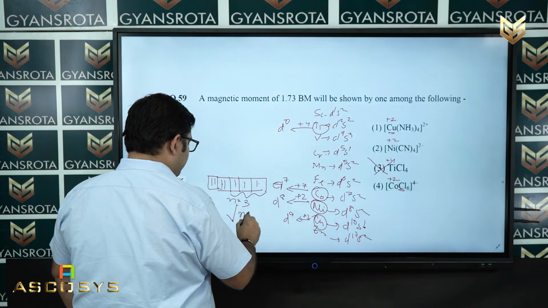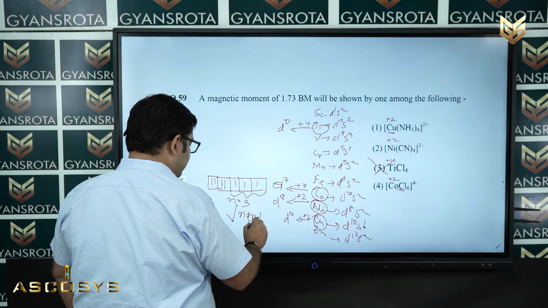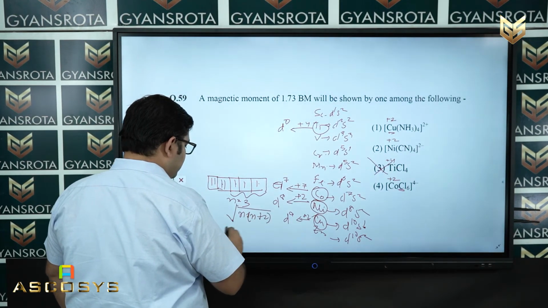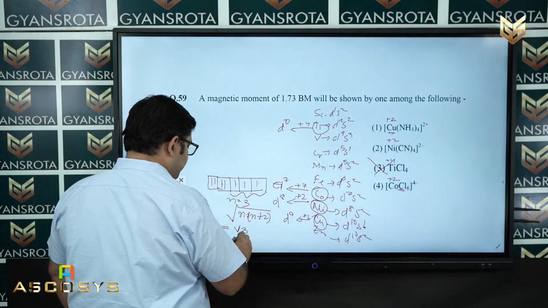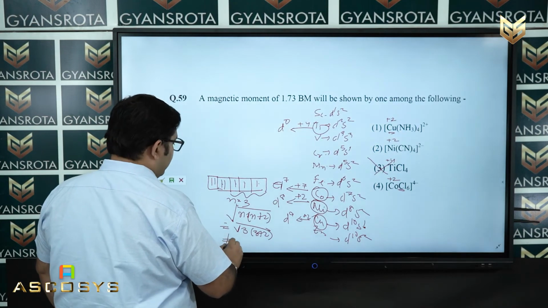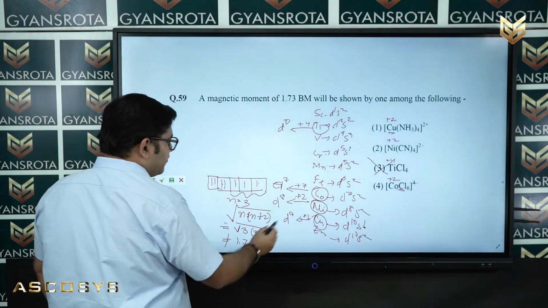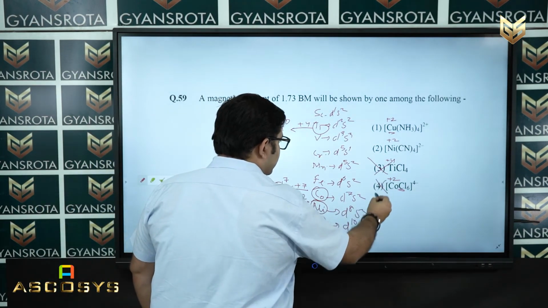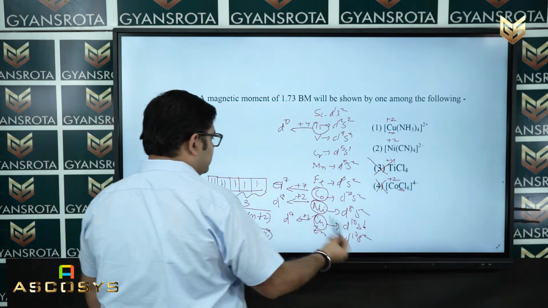is equal to... What is the formula of magnetic moment? Root of n into n plus 2. What is the value of n? It will be 3, root of 3 into 3 plus 2, and it is not equal to 1.73. So, this CoCl6 4 minus also we cancel out.